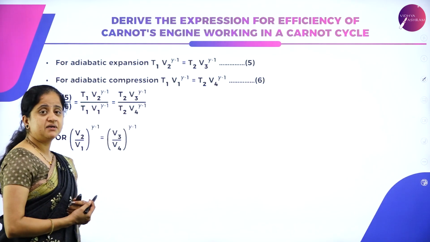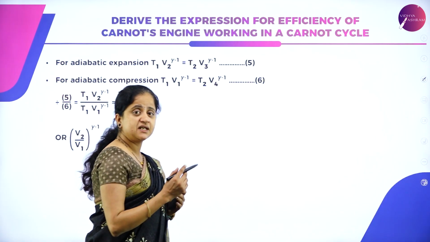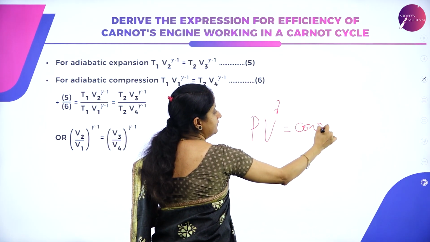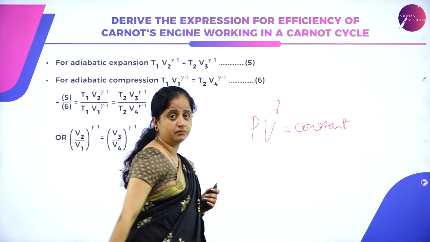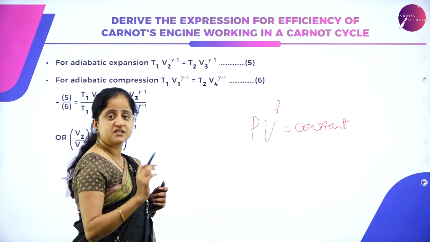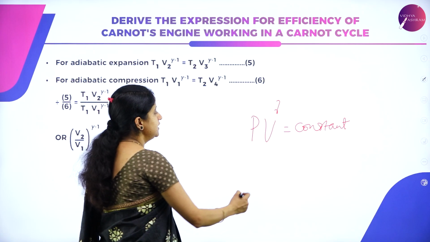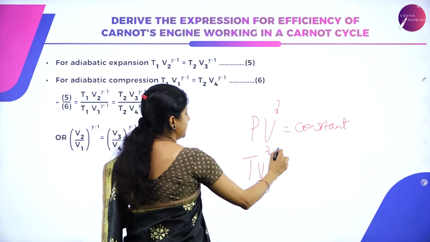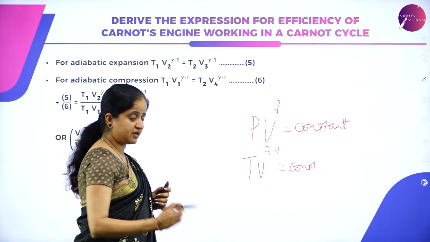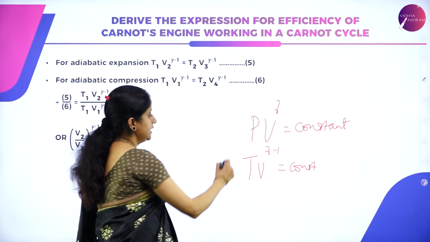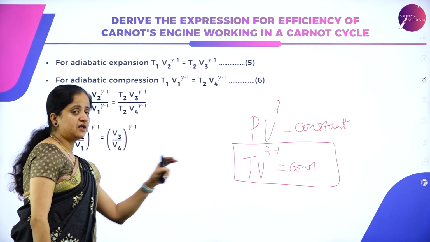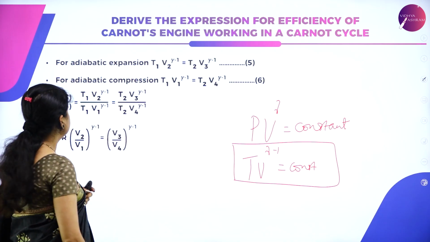The second stage is nothing but the adiabatic expansion. We know the state equation for adiabatic process is PV to the power gamma is equal to constant. This is in terms of pressure and volume. But in case of temperature and volume also we can give the equation for state in case of adiabatic expansion, that is TV to the power gamma minus 1 is equal to constant, where T is temperature, V is volume. So in terms of temperature and volume, the equation of state in adiabatic process is TV to the power gamma minus 1. So let us now make use of this equation to derive the expression.